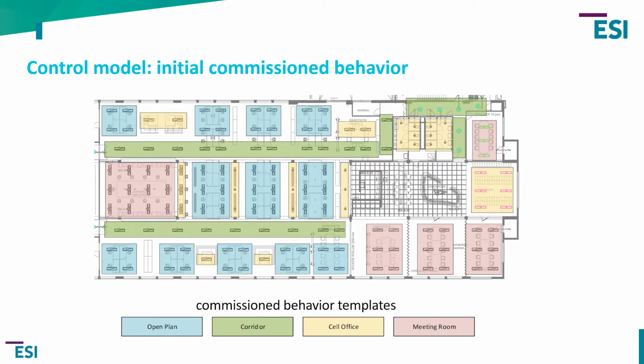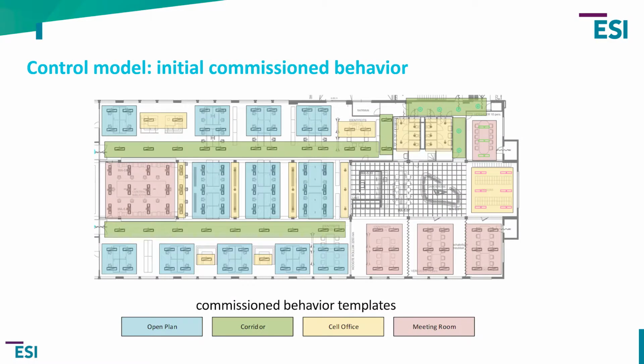You see a picture of the White Lady East Wing. We built the building model for that. We also created some templates which we're going to apply in that building, and you can see them on the bottom. We have an open plan, we have a corridor, we have a cell office, and we have a meeting room template. Okay. And in the picture you see where we're going to deploy, on what devices we are going to deploy that.